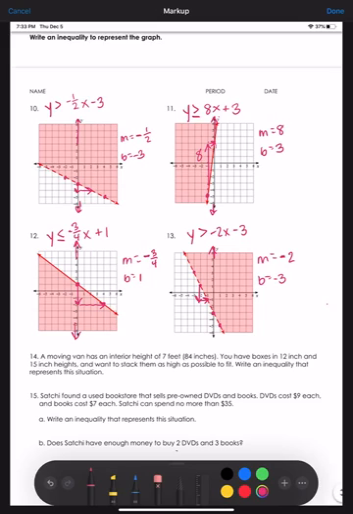And so we're moving on to these last ones, which are application problems. So 14. First thing I do when I'm tackling application problems, I just read first and try and figure out what the situation is. So it says, a moving van has an interior, means inside, height of 7 feet, and it's giving you the measurement in inches as well, 84 inches. You have boxes in 12-inch and 15-inch heights and want to stack them as high as possible to fit. Write an inequality that represents this situation.